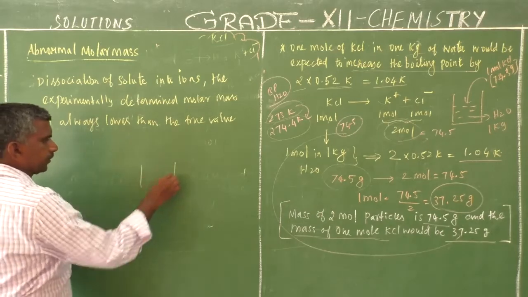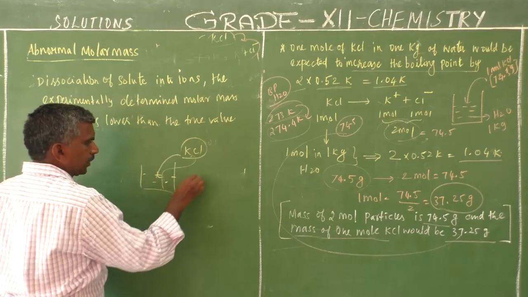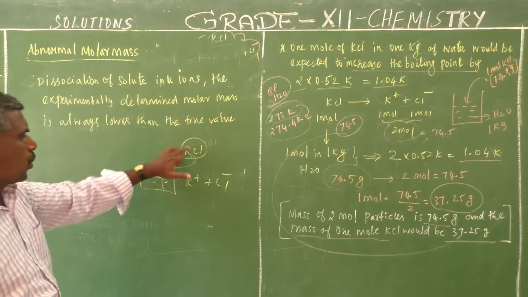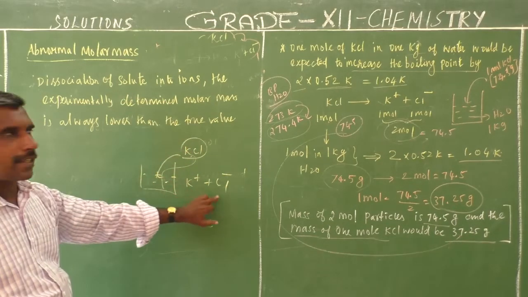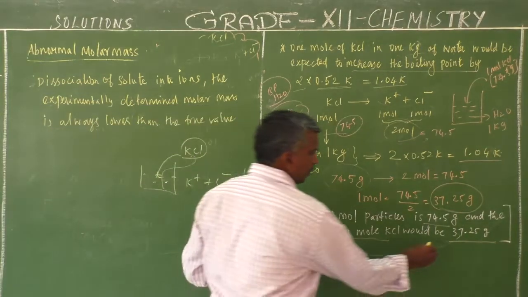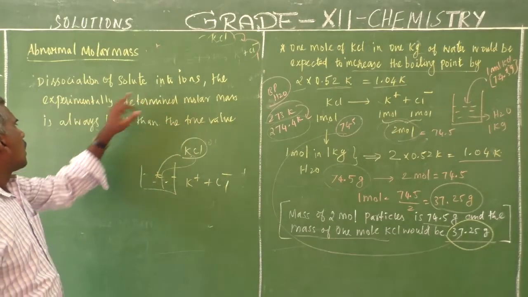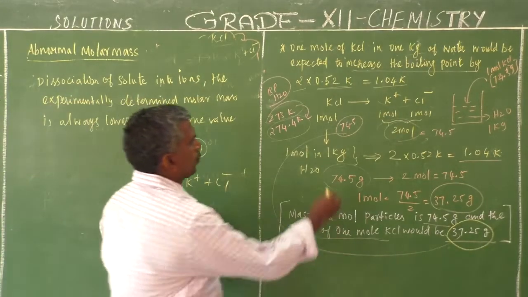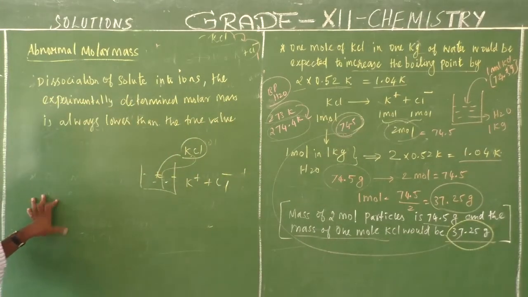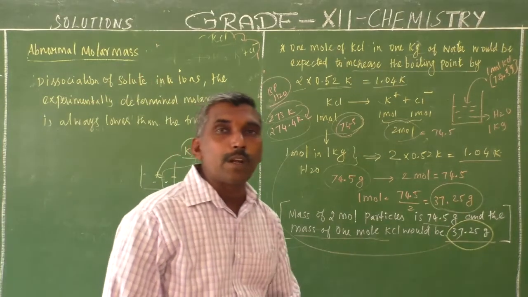Dissociation means breaking. KCl dissociates to form K plus and Cl minus. This is dissociation of solute into ions, K plus ion and Cl minus ion. The experimentally determined molar mass, what is it? 37.25 grams. It is always lower than the true value, which is 74.5 grams. This is known as abnormal molar mass.